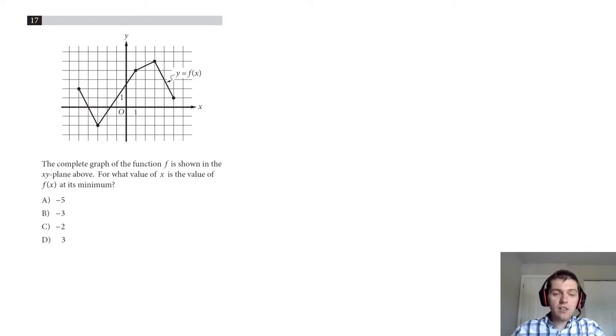Problem number 17. They give a somewhat complicated looking graph, so always ask yourself, what are they really looking for here? What is the value of x that the value of f of x is at its minimum? Important thing to recognize, f of x just means y. So where is y at its minimum? You can follow the graph down, see that this is the minimum point. Where does that occur on the x-axis? It occurs at x is equal to negative 3. So your correct answer is B, negative 3.